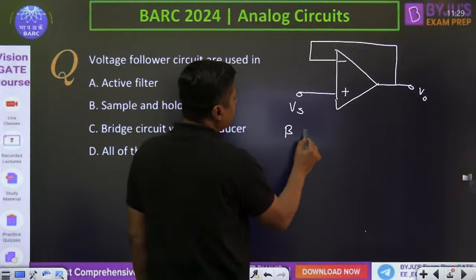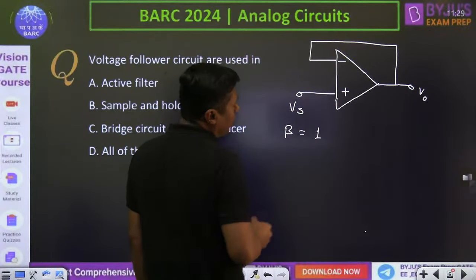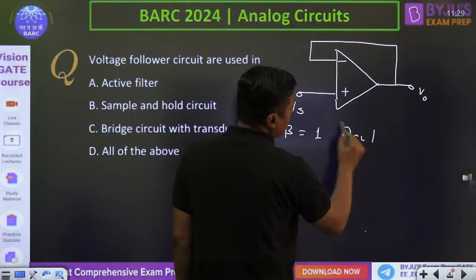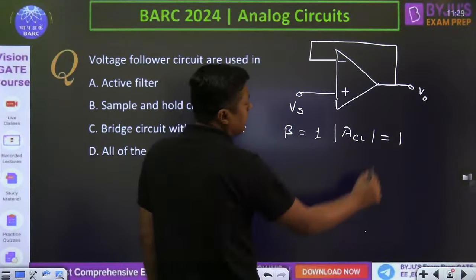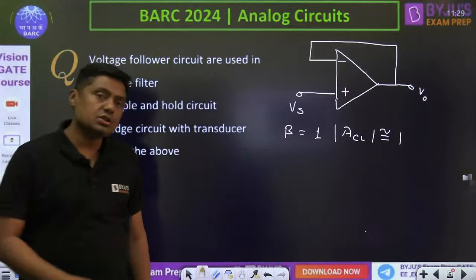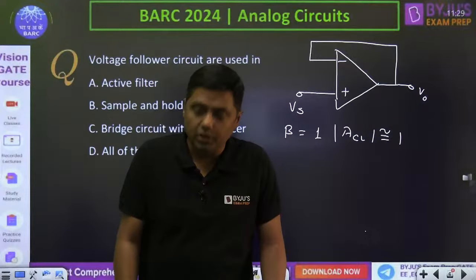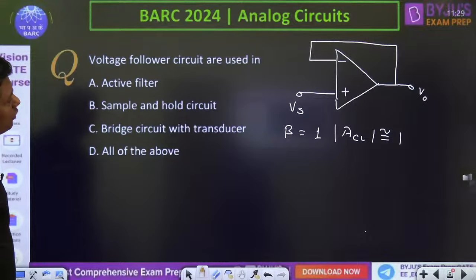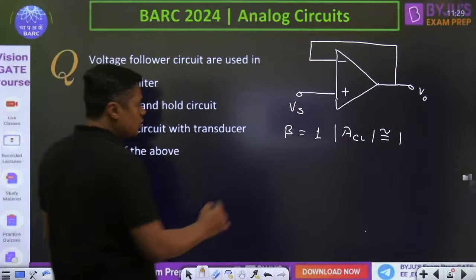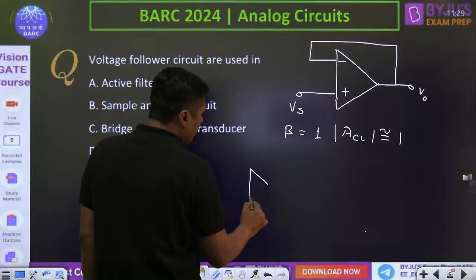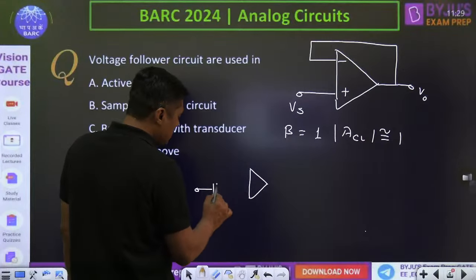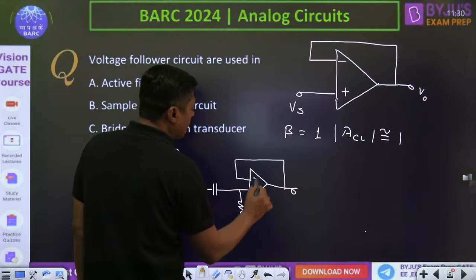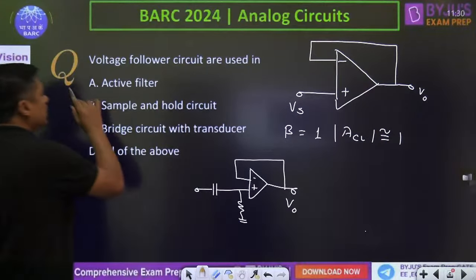Ideally the feedback factor is 1 because Vf is equal to V0, right? And the closed loop voltage gain is nearly equal to 1. Input resistance is very high, output resistance is very low. And what are the applications of the voltage follower? It is used in active filter, yes. Butterworth filter, first order Butterworth filter. For example, if you apply the C and R here, this is the first order Butterworth high pass filter.